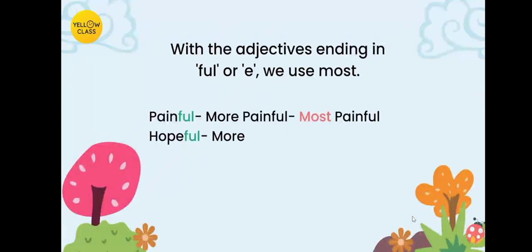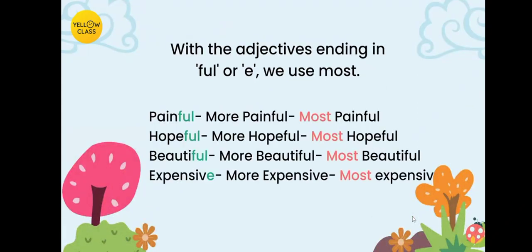Let's look at other case. With the adjectives ending in FUL or E, we use most. So just like more, we use most for superlative degree. So painful became more painful and in superlative degree, when I am comparing the pain among 3 or more than 3 people, at that time I said it is most painful. Right? Okay. Hopeful, more hopeful, most hopeful. Beautiful in superlative degree became most beautiful and similarly expensive became most expensive.